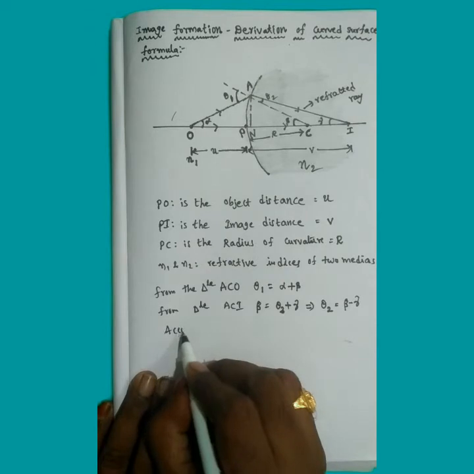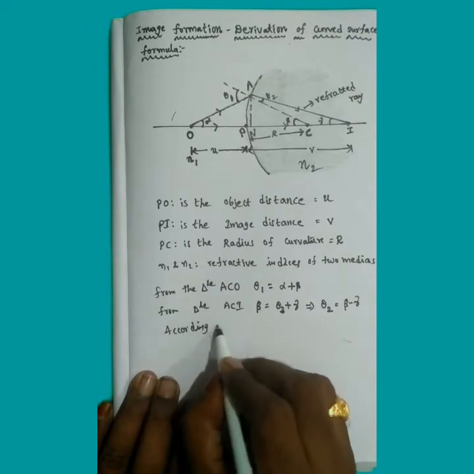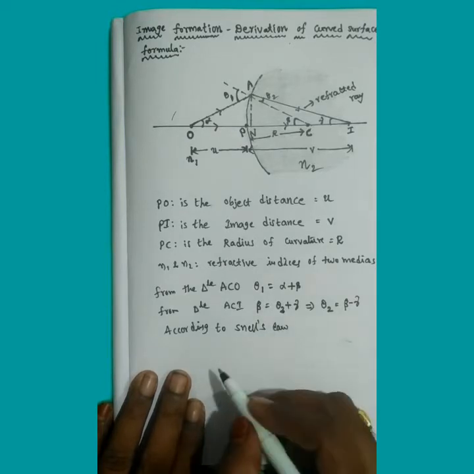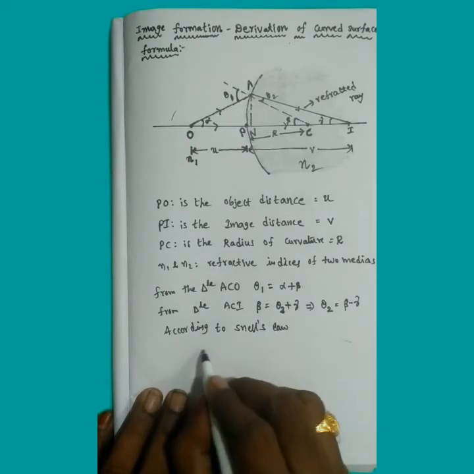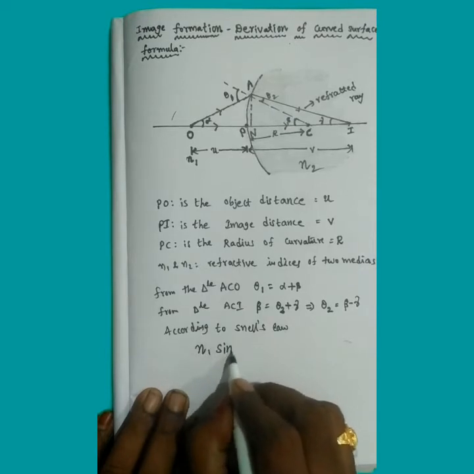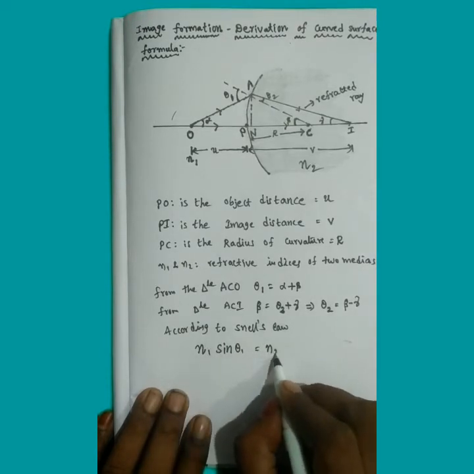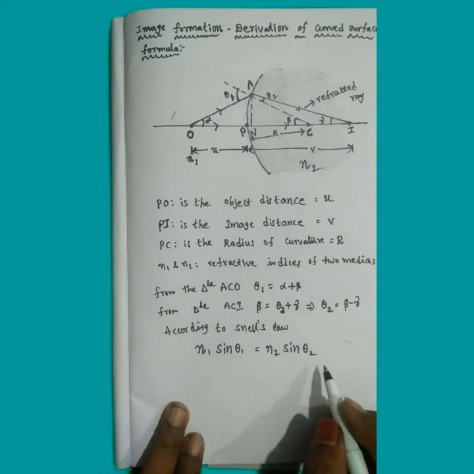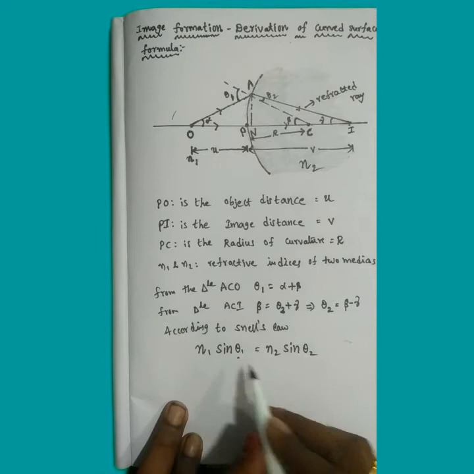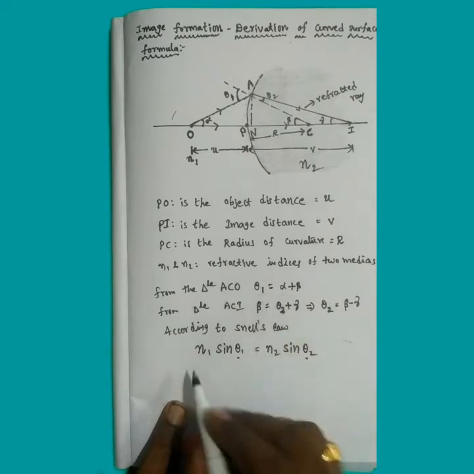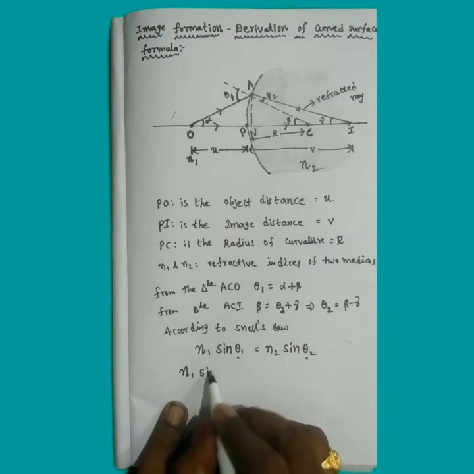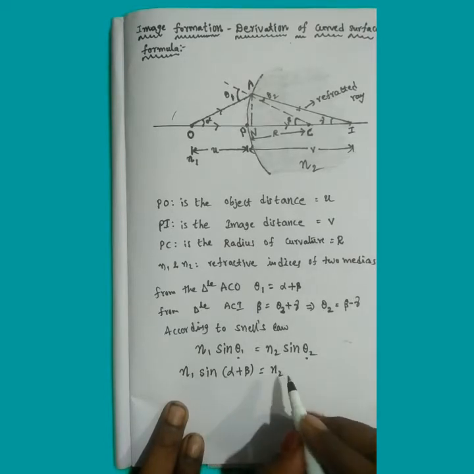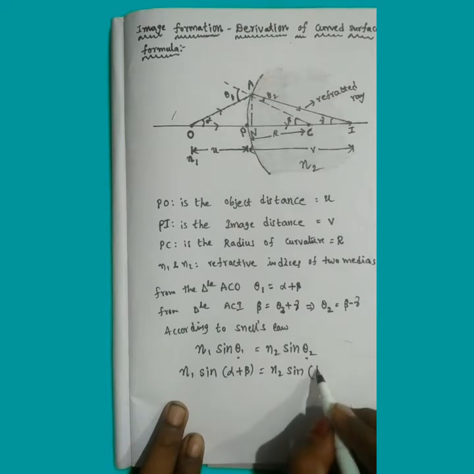According to Snell's law, the formula is n1 sin theta 1 equals n2 sin theta 2. Now we have to substitute the theta 1, theta 2 values. Theta 1 means n1 sin of alpha plus beta equals n2 sin of beta minus gamma.